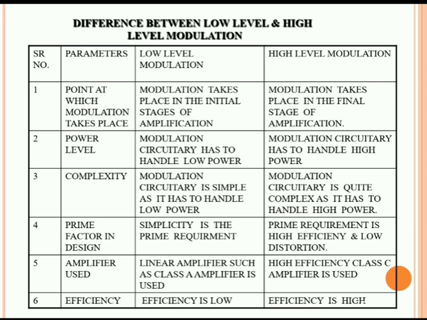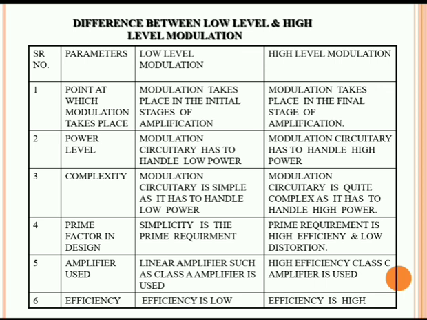First parameter is the point at which the modulation takes place. In the low level modulation, the modulation takes place in the initial stages of amplification, but in the high level modulation, the modulation takes place in the final stage of amplification. Means in the low level, initially we modulate the signal and then amplify the signal, but in the high level modulation we amplify the signal, we increase the power of the signal and then we modulate that particular signal.